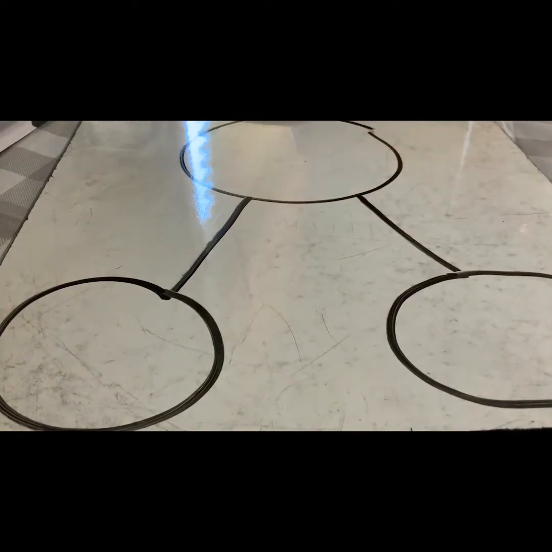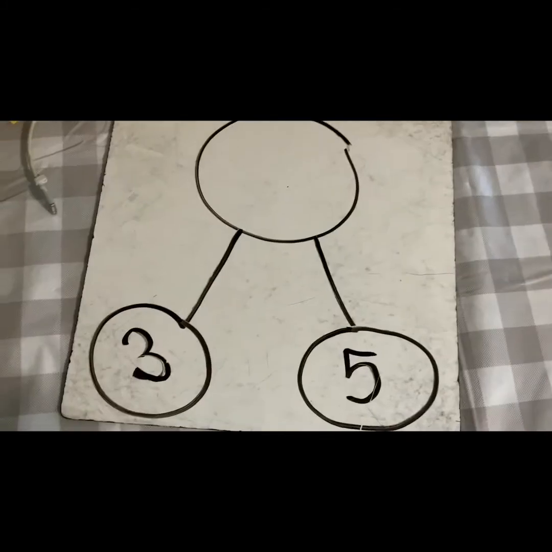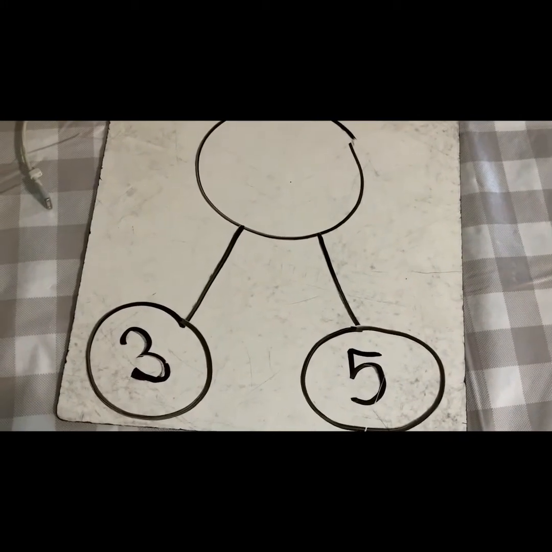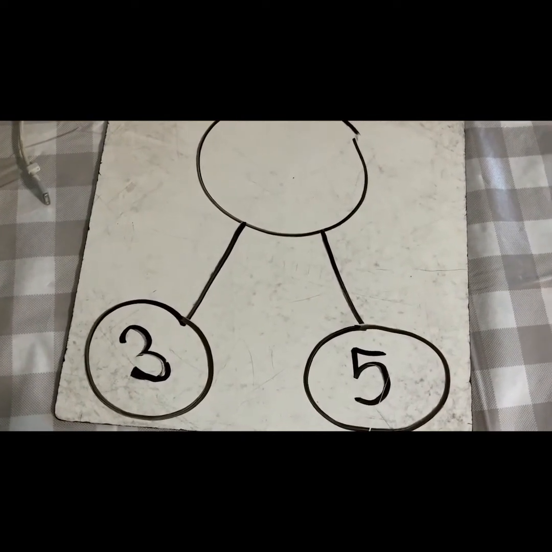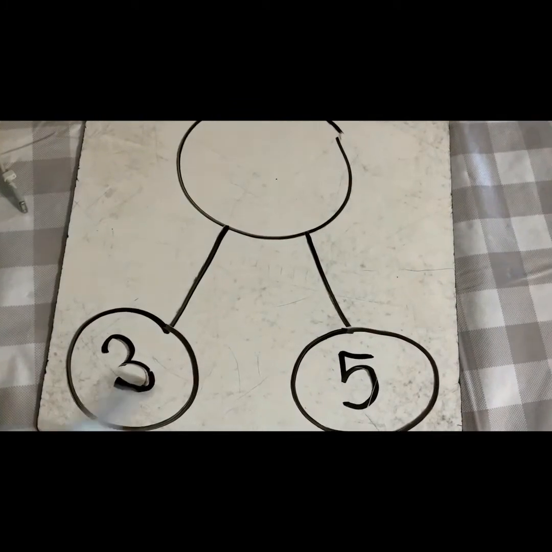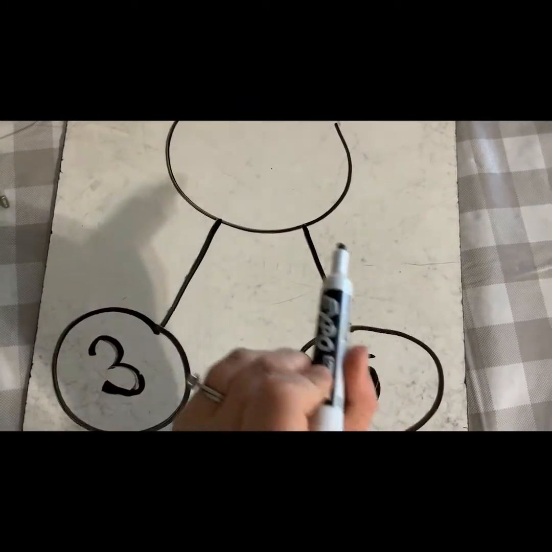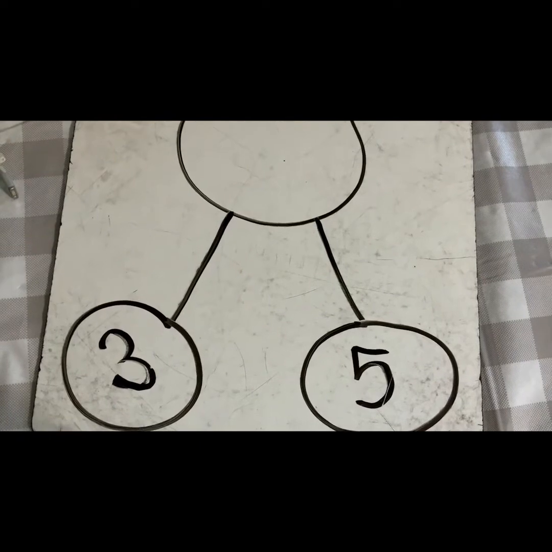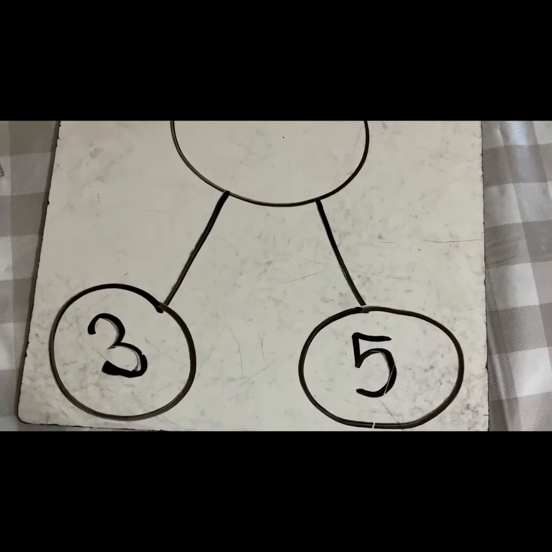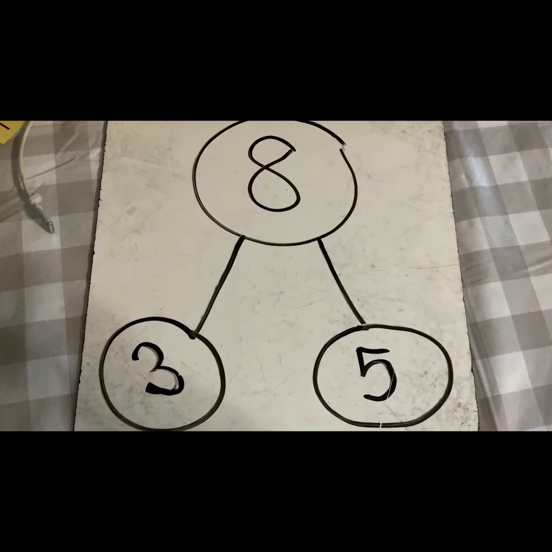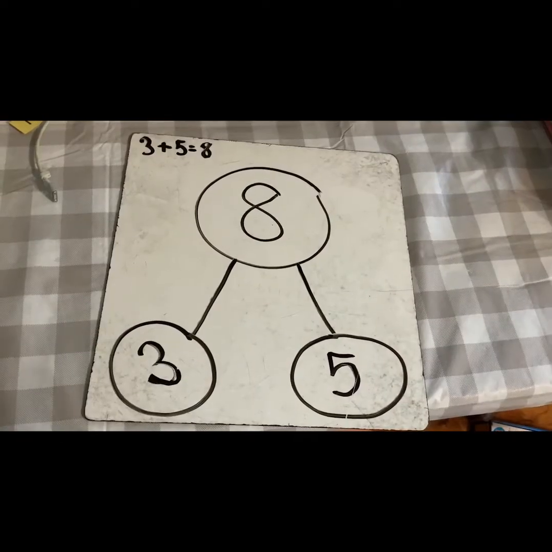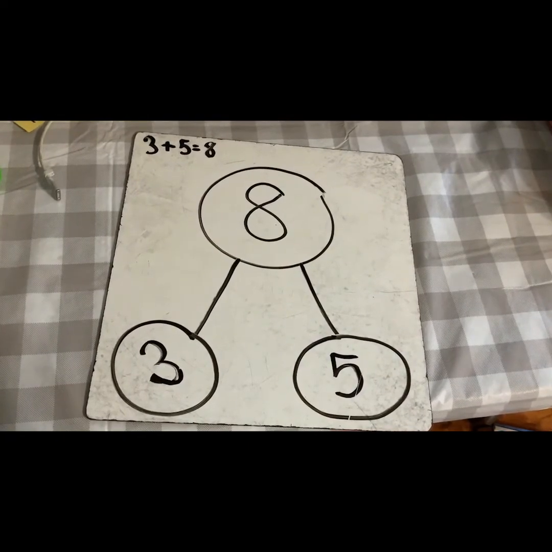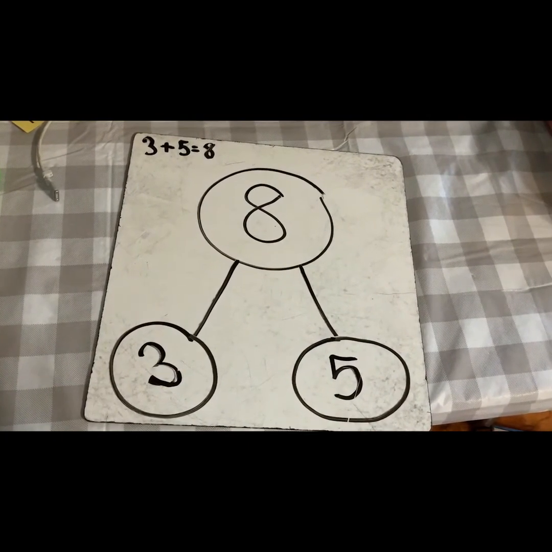So let's use this to figure out different ways to make a whole. Let's say you have 3 as a part and 5 as a part. You would put them together and use your lines to go up to make your whole. Think of what it could be. With this number bond, we can say 3 plus 5 equals 8. Is there another addition sentence you could use with this number bond?